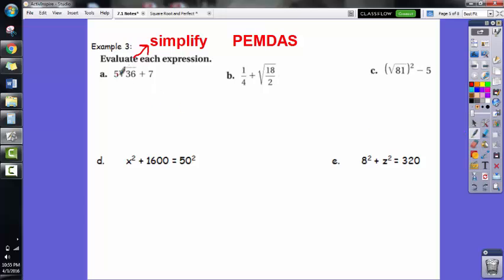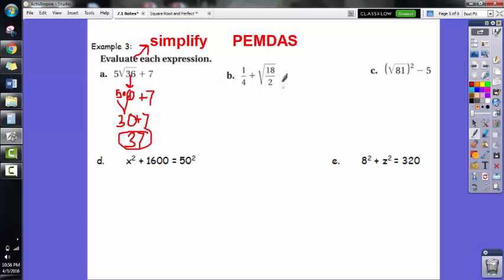So if I look, well, I've got 5 next to the square root of 36. That really means times. 5 times the square root of 36 plus 7. So first we do the square root of 36 is 6. And then I bring down everything else. 5, now that's not 56 because remember it's 5 times 6. I put the dot for multiplication. And then bring down plus 7. Well, 5 times 6 is 30. And bring down plus 7, you get 37.